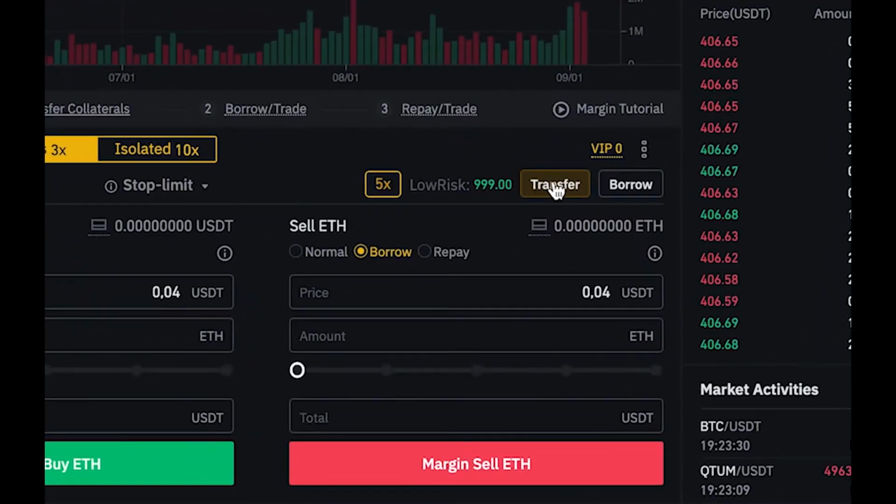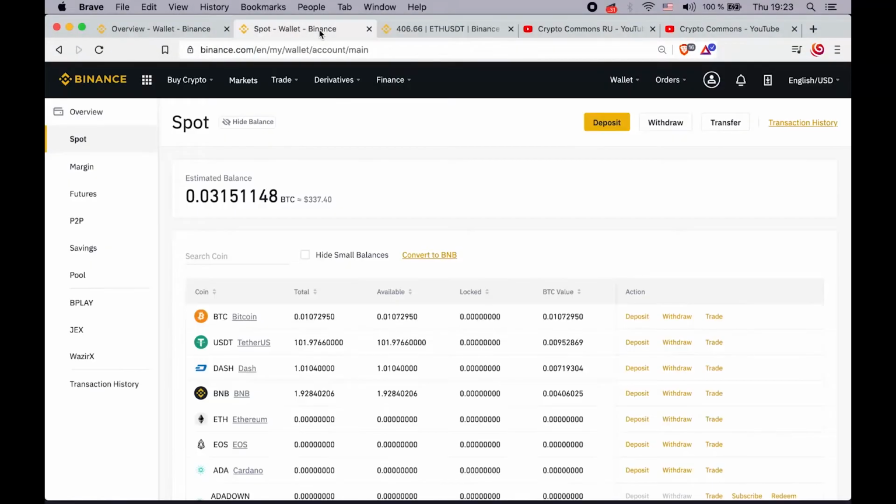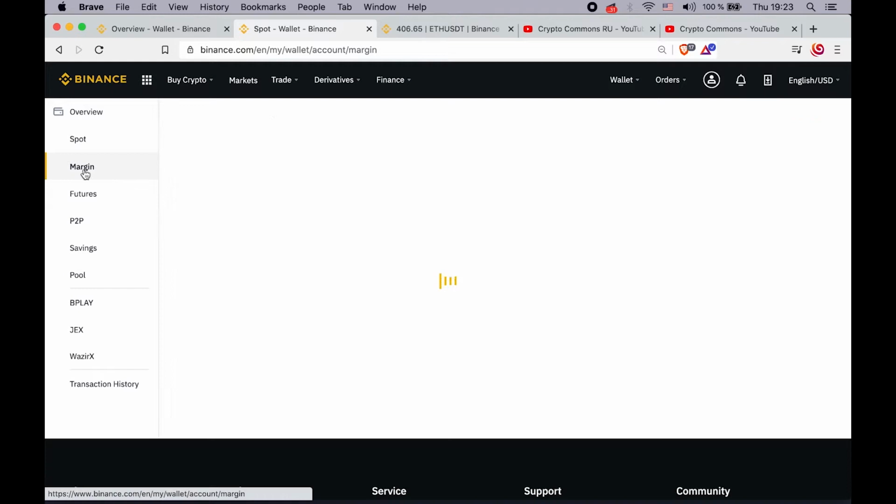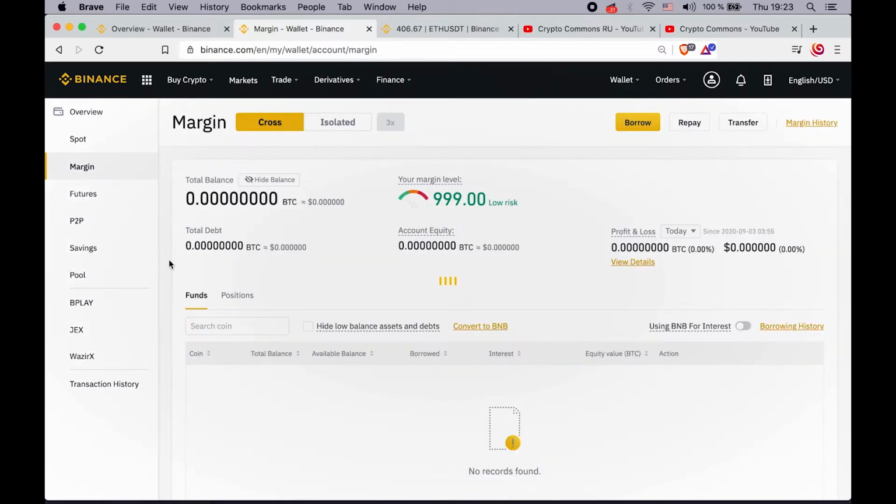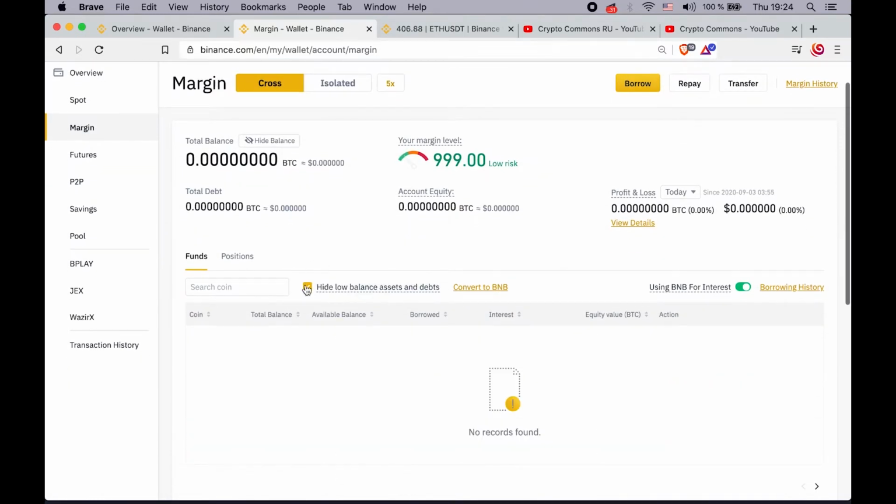So we need to transfer to margin wallet. We can click here on transfer button, as you see. Now we're back in our wallet. And here it is, margin wallet. Now you can see that it's empty.